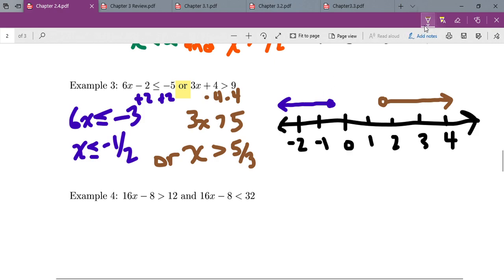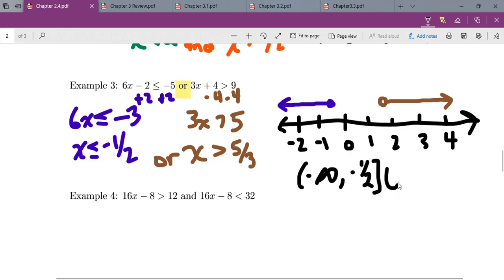So what you would have here, you would actually have a solution here because it's an or statement, not an and statement. And if I wanted to write it in interval notation, it would be negative infinity to -1/2. And you'd have to have a bracket here because it's equal to.